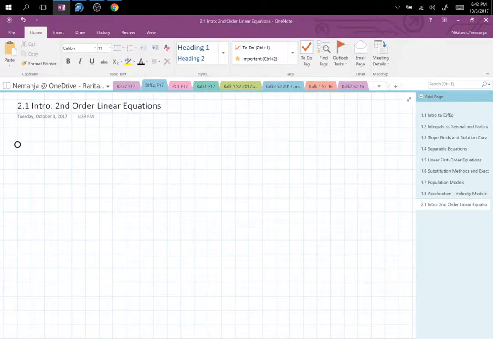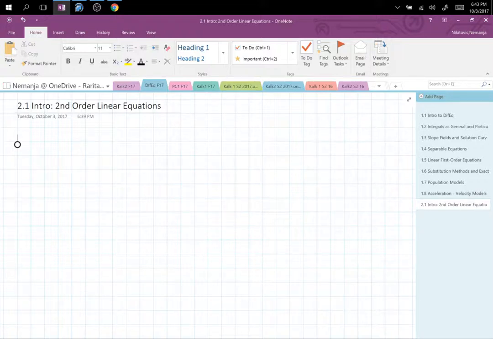We're starting Chapter 2 with 2.1, Introduction to Second Order Linear Equations. The first chapter was linear equations of the first order. Chapter 2 is going to be second order, and then Chapter 3 is going to be power series. Just putting that out there, so, you know, some calculus books should be flipped a little bit.